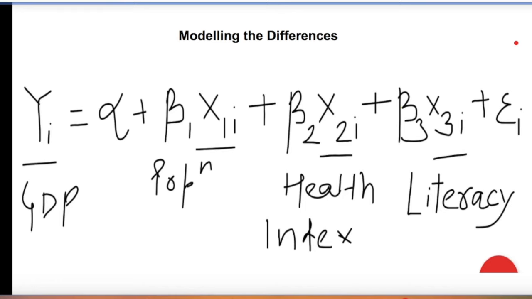So suppose from the result, hypothetically, it comes out that X3, which is literacy, is the most important factor. It has the highest coefficient and it has a positive sign. So if literacy increases, then you have a positive significant impact on the GDP level. So then the policy maker would want to identify policies which will make sure that the economies are educated, that the literacy level in these economies is high enough.